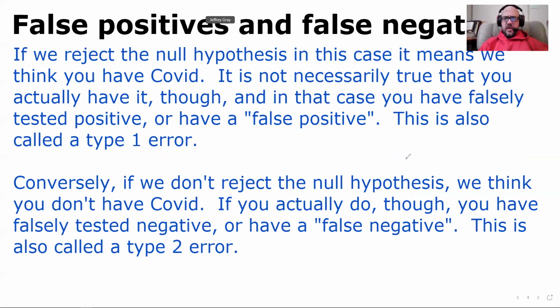The other way around is a false negative, right? If the test comes back negative, says you don't have COVID, but you actually do, that's a false negative and it's type 2 error. So that's where the terms come from, false negative and false positive. I believe they're from medical terminology. I actually don't know the etymology of those terms, but it makes perfect sense.